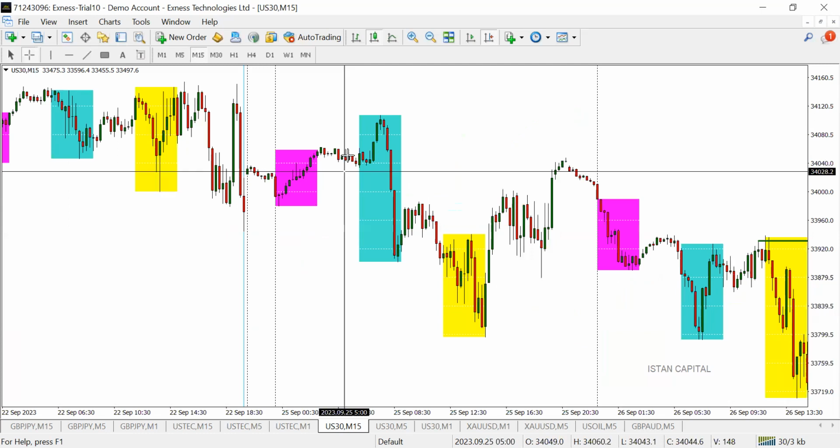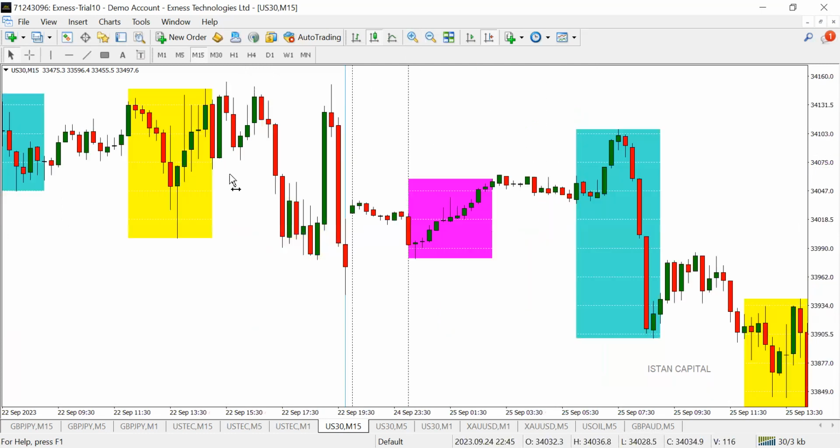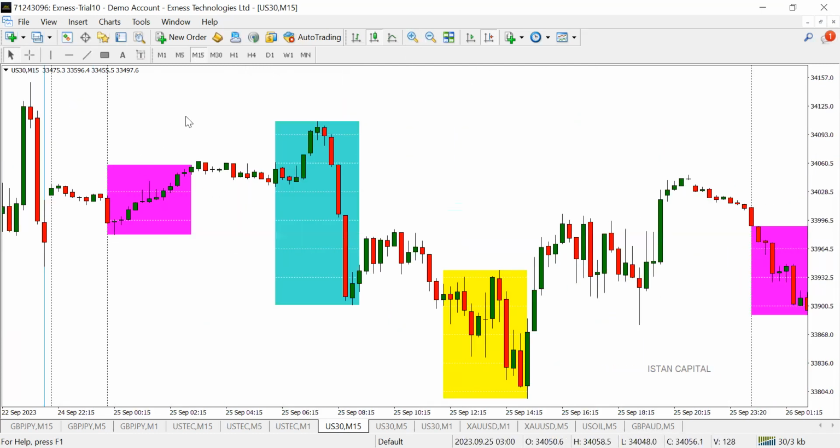We come into the London session. Now, for your information, Asian session is purple, London session is this teal, and the yellow is the New York session. You feel me? So what I want to see is break of structure first. I want to see break of structure before the session starts. If I don't see break of structure, I'm not entering.